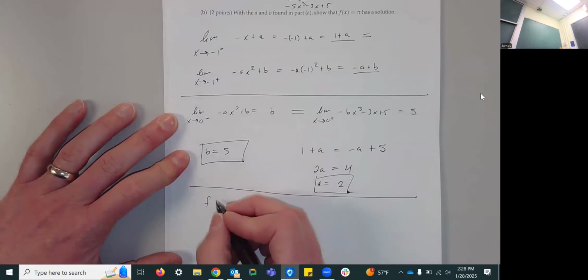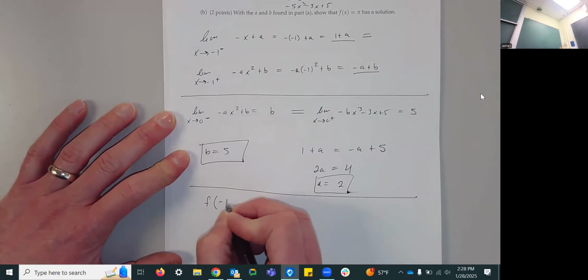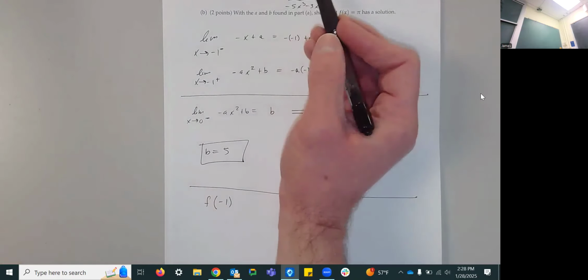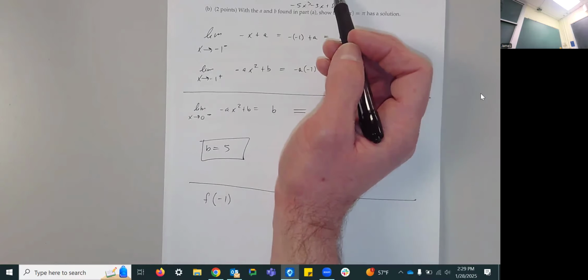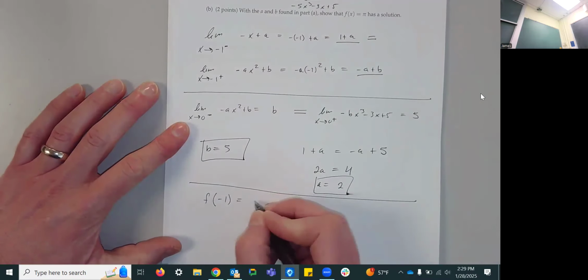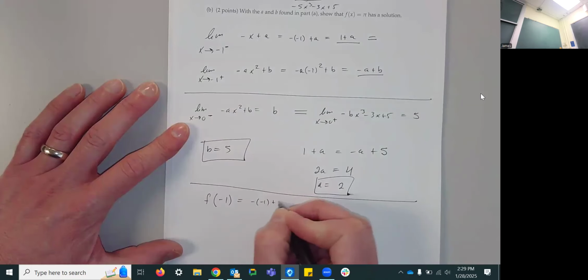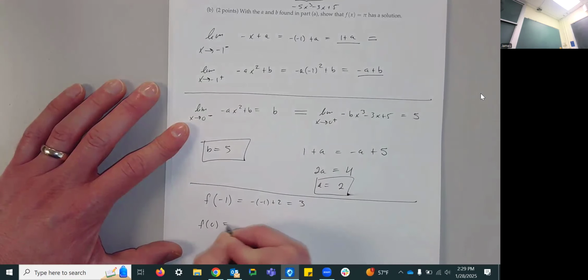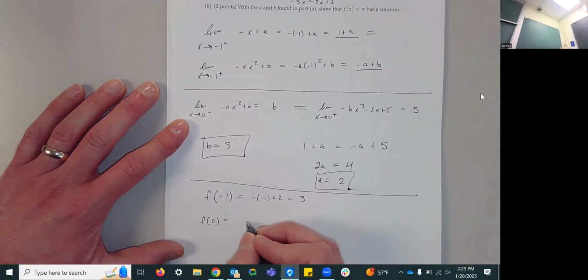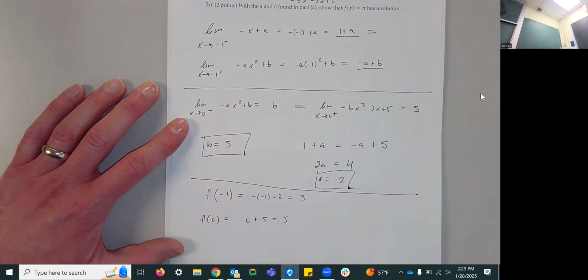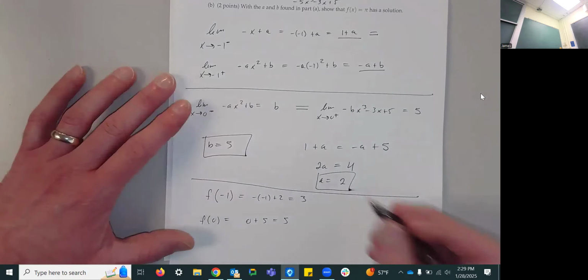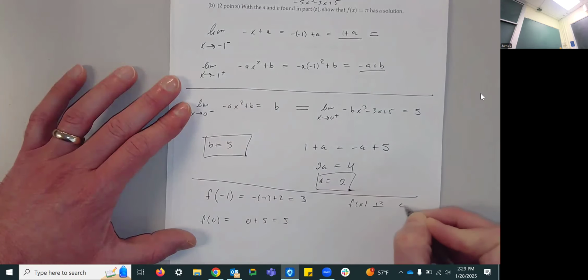So I'm going to point out that f of negative 1, even though it's defined to be that piece, is continuous, so it should be whatever that end value is going to be anyway, which is going to be 3, equals negative 1 plus 2, which is 3. And f of 0 is equal to 0 plus 5, which is 5. Notably, we found these values that made the function continuous. So f of x is continuous.